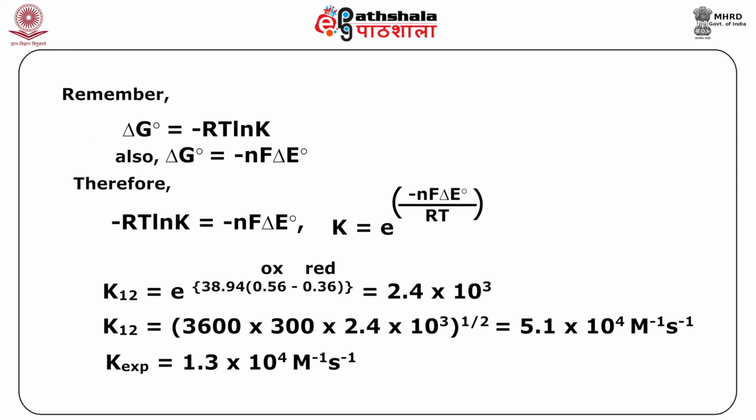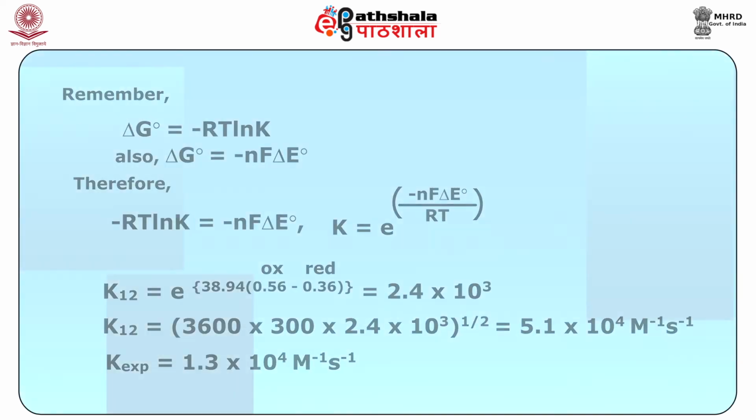So k12 is equal to the square root of 3600 into 300 into 2.4 into 10 to the power 3, which is equal to 5.1 into 10 to the power 4 mole inverse second inverse. The rate constant experimentally observed is 1.3 into 10 to the power 4 mole inverse second inverse. So this way we can calculate the rate constant by applying this theory.